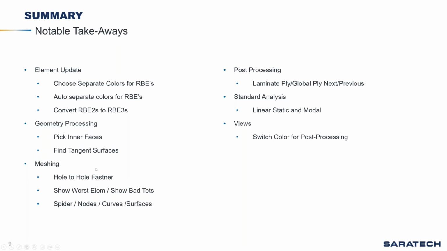In the meshing tools, the hole fastener, which I feel is probably the most convenient tool of all of them, definitely makes it much easier to create bolted connections. And there's for element quality check, show the worst element or show bad tets. Even though it says show bad tets, it works for all the other element types. And then those spider connections, very handy to bring that up. Just a click of a button if you've got that in the custom tool to then start automatically creating those RBE elements.